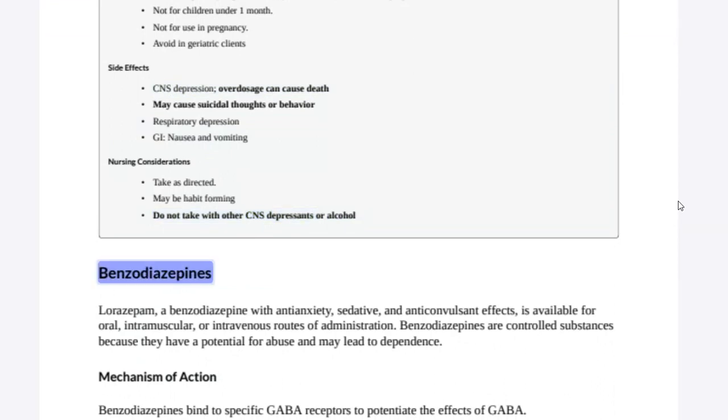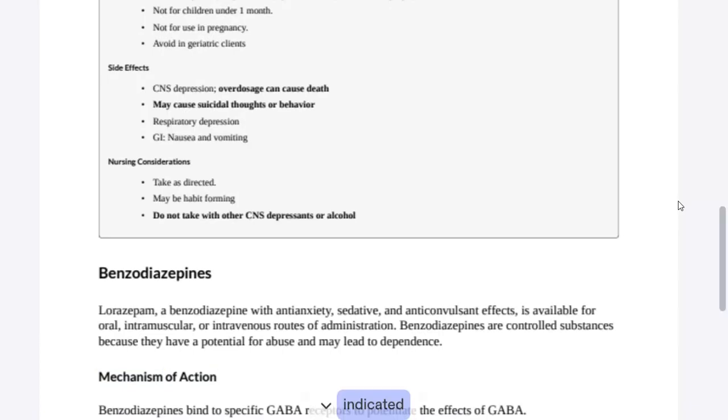Benzodiazepines. Lorazepam, a benzodiazepine with anti-anxiety, sedative, and anticonvulsant effects, is available for oral, intramuscular, or intravenous routes of administration. Benzodiazepines are controlled substances because they have a potential for abuse and may lead to dependence. Mechanism of action: benzodiazepines bind to specific GABA receptors to potentiate the effects of GABA. Indications for use: benzodiazepines are used for sedation, anti-anxiety, and anticonvulsant effects.